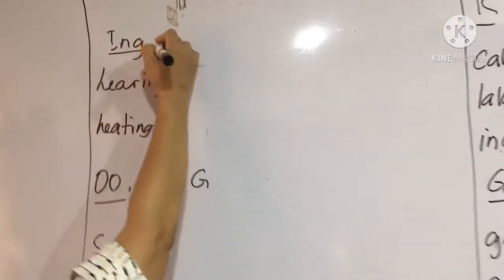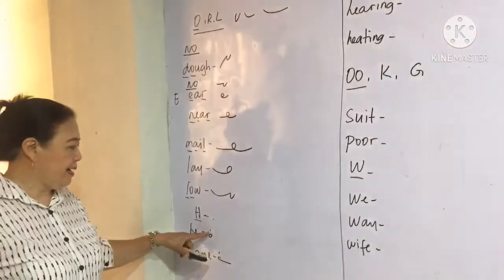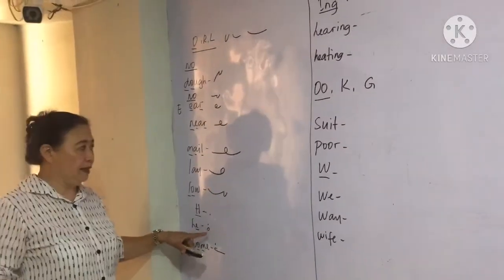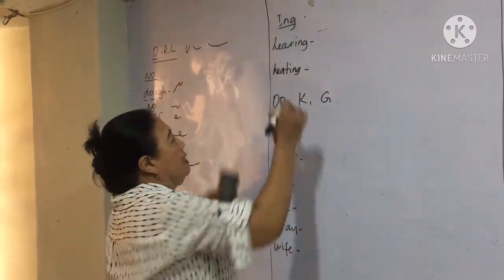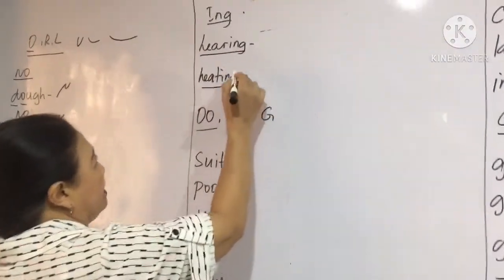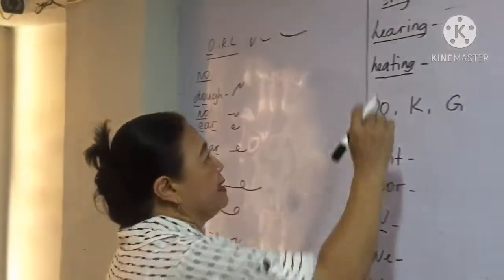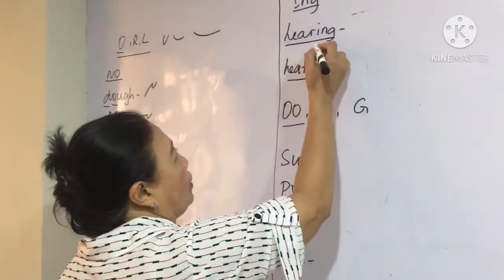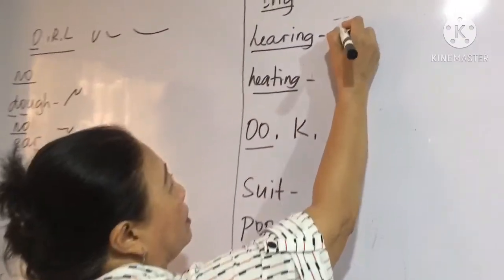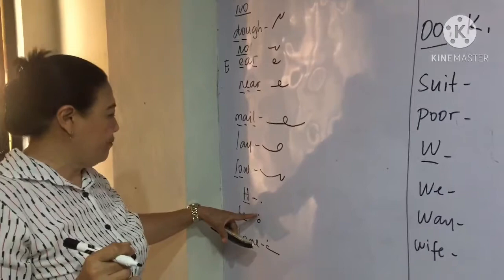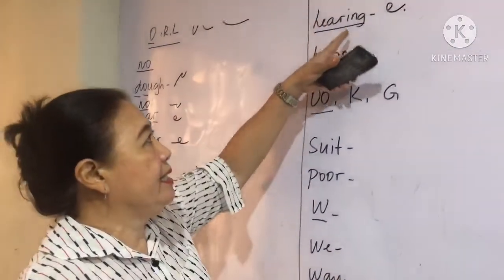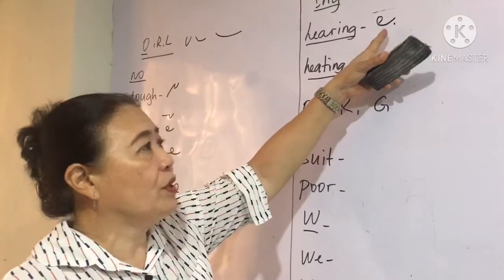So ing is also represented by a dot. Kanina, the letter H is represented by a dot above the vowel. But it's easy for you to recognize the words ending in ing, like the words hearing, hitting, also represented by a dot. Let us try to write. So for the word hearing, what is our first stroke? Counterclockwise E and R and dot. If the letter H is represented by a dot above the vowel, for the word ending in ing, it is represented by a dot after the consonant.